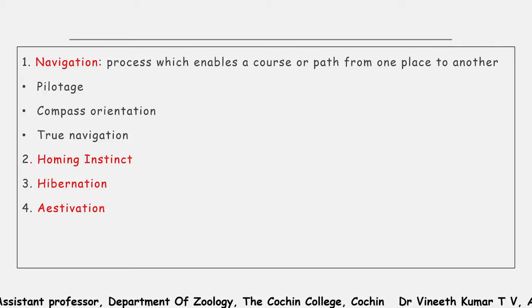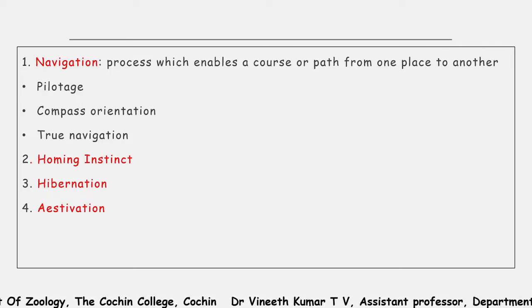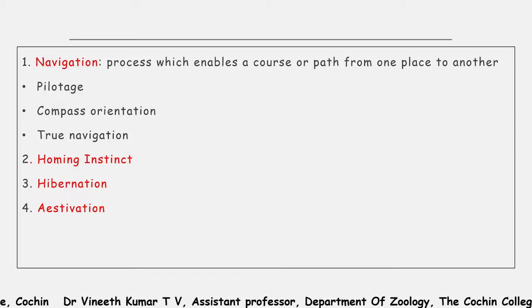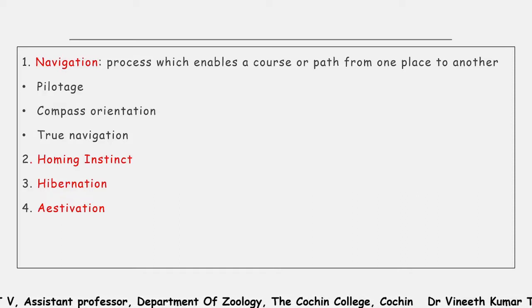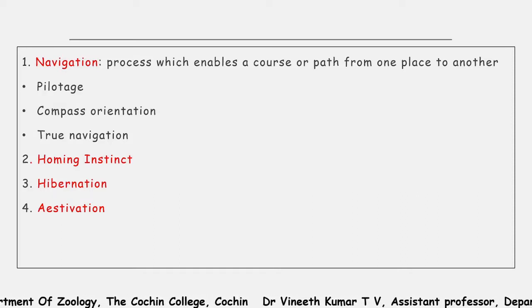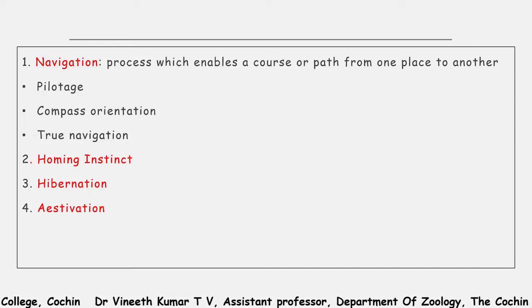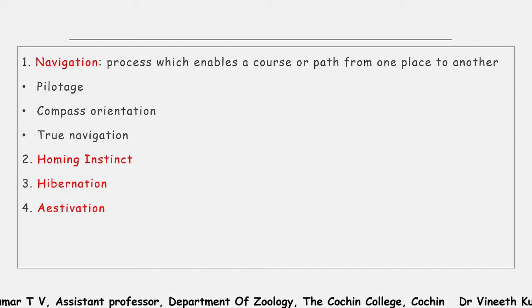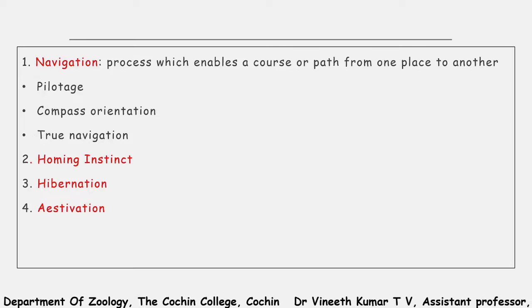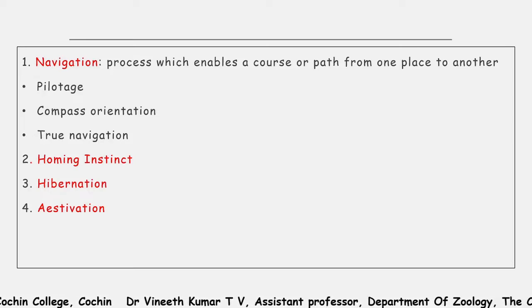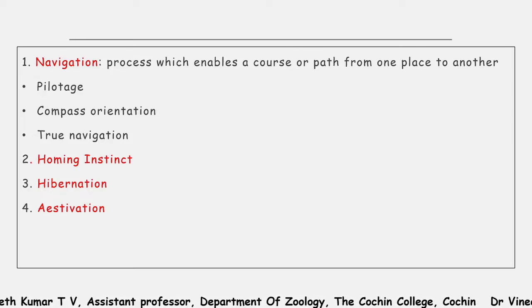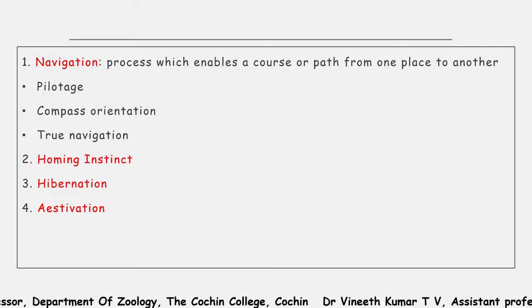The last one is true navigation, which is the ability to orient towards a particular goal, such as a home or a breeding ground, without the use of landmarks and regardless of direction. So if an animal navigates without using landmarks or any compass direction, this is usually called true navigation.